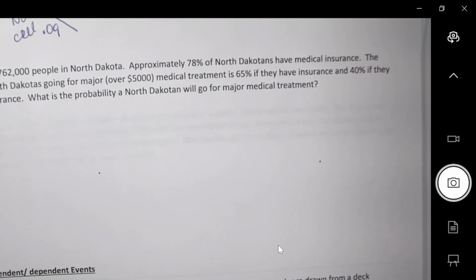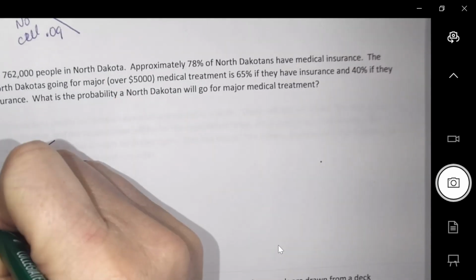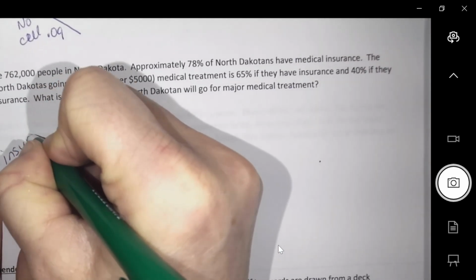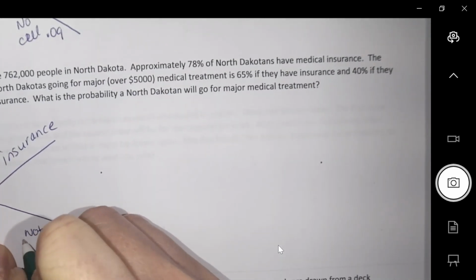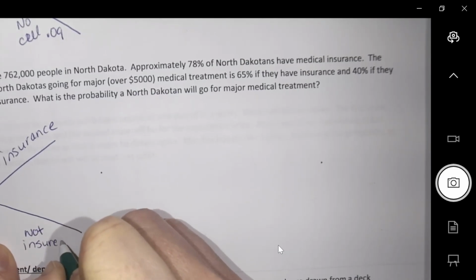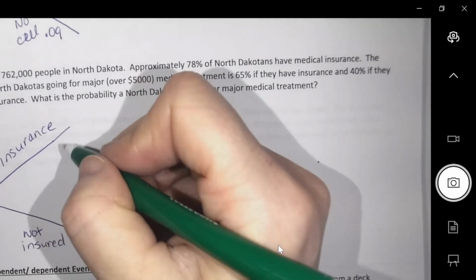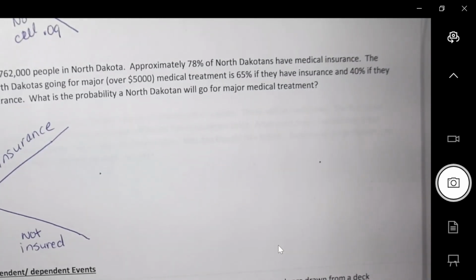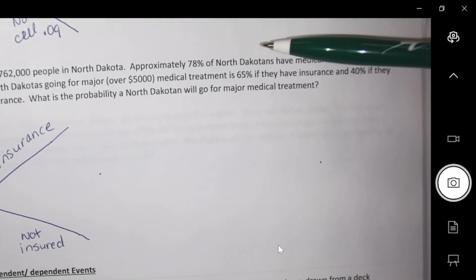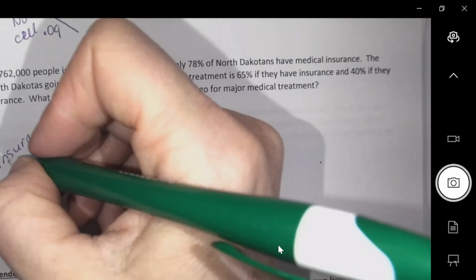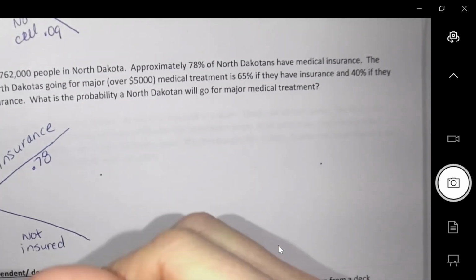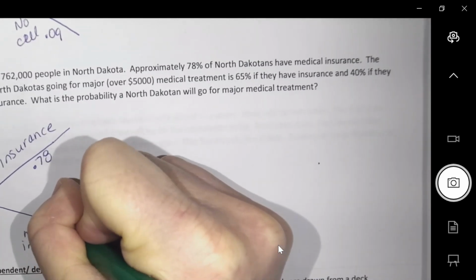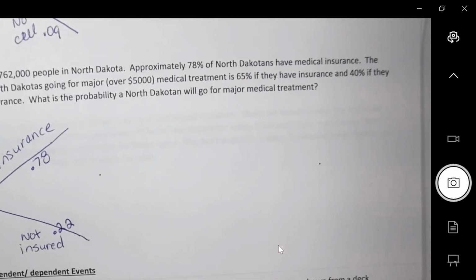So what's the first condition I'm worried about? If they have insurance or if they have no insurance. They either have insurance or they don't have insurance. It says here that 78% have medical insurance, so that's 78%. Therefore, 22% don't have insurance.